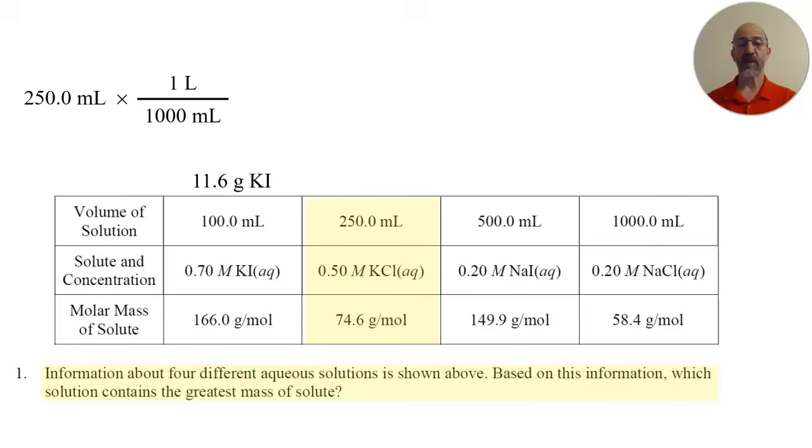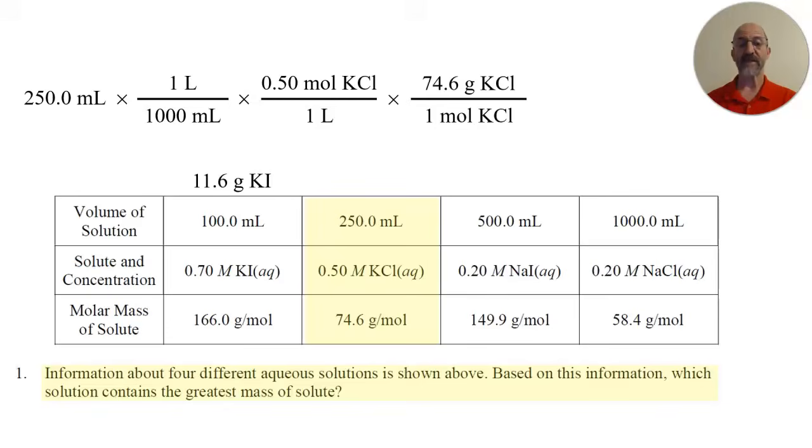So 0.50 moles of potassium chloride, KCl, for every 1 liter. And again, they're giving us the molar mass of each substance, so there are 74.6 grams of potassium chloride for every 1 mole. So from left to right, 250 divided by 1,000 times 0.50 times 74.6, and the number of grams of solute works out to be approximately 9.3 grams of potassium chloride.